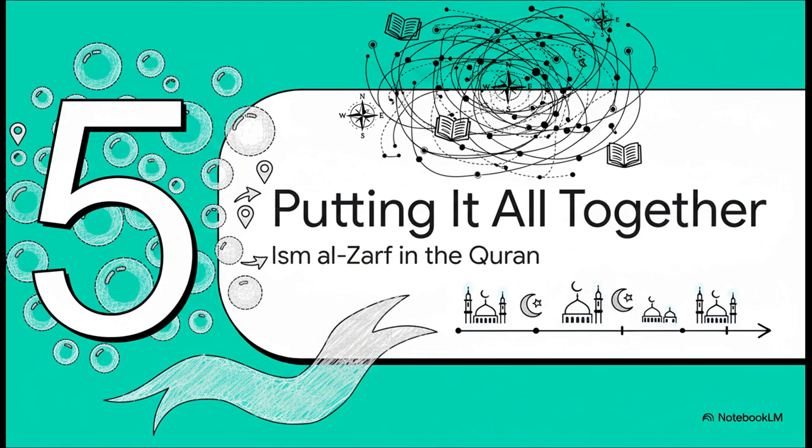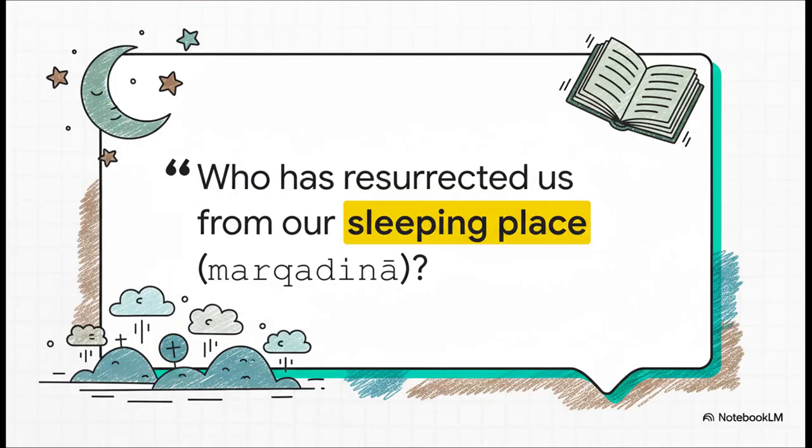Now let's see this whole concept in action where it matters most. When you can spot an Ism al-Zarf in the Quran, it just adds these incredible rich layers of meaning to the text. It's not just about what is happening, but where that action is happening, all in one word. So here in Surah Yasin, you have the word marqadina. It comes from the root r-q-d, that means to sleep or to rest, and it's on that maf'alun pattern. So it doesn't just mean our grave, it means specifically our place of sleeping. It connects the location directly to the state of being they were in. The action is right there in the noun.